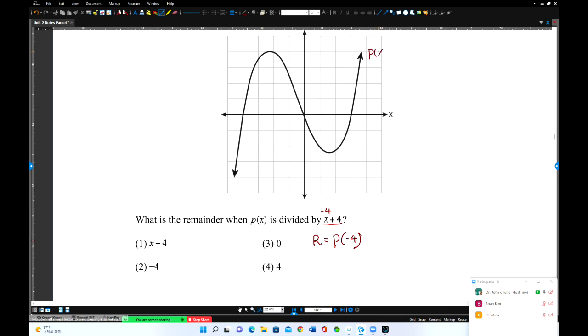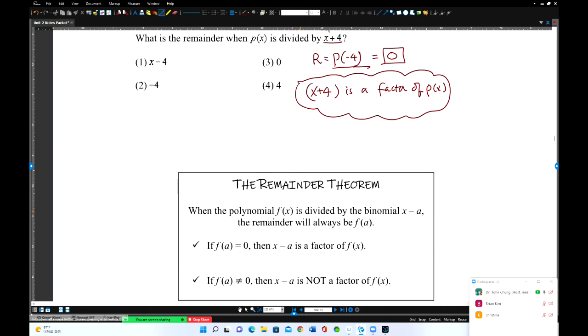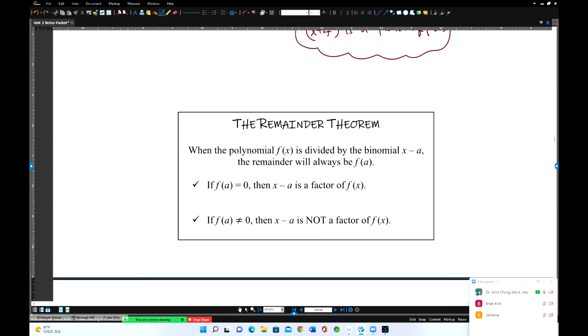This is the P of x graph. On the graph, you can find the value of P when x equals negative 4. When x is negative 4, the value is 0. The remainder is 0. What does that mean? X plus 4, in other words, is a factor of P of x. You can say this too, because the remainder is 0. And okay, that's the remainder. If f of a equals 0, x minus a is a factor. This is the factor theorem. If f of a is not 0, x minus a is not a factor. We cannot say that it is a factor because that expression is not in product form.